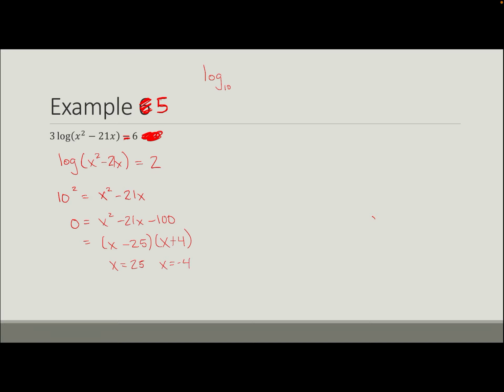So in the case of 25 will check out: 25 squared minus 21 times 25 is going to be positive. And then in the case of negative 4, negative 4 squared plus 84 is also going to be positive. So both of our solutions actually work.